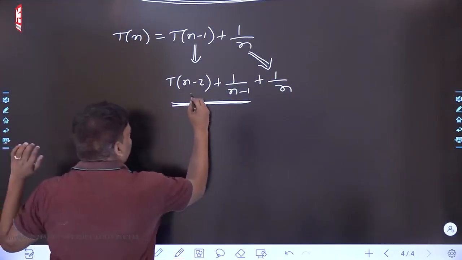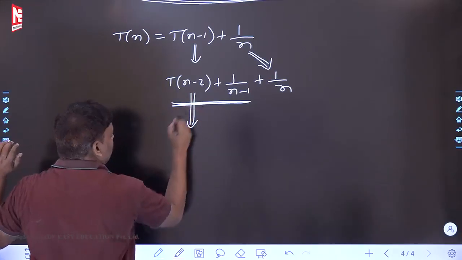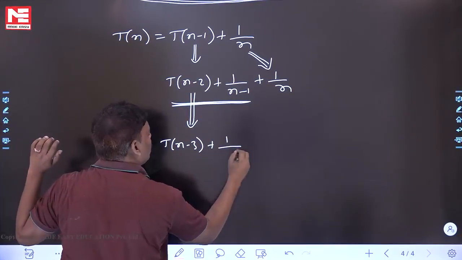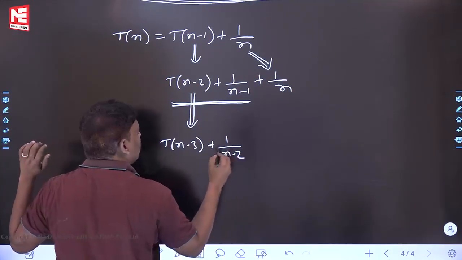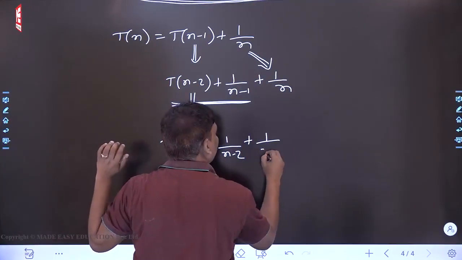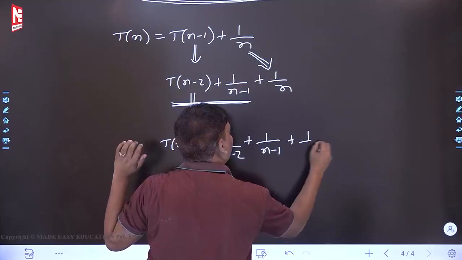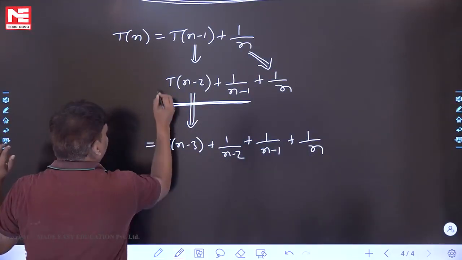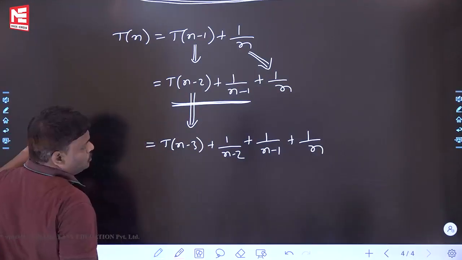Next one, let's go once again here. Tn minus 2. What is the answer? Tn minus 3 plus 1 by n minus 2. Right? Remaining things are as it is. 1 by n minus 1 plus 1 by n. Right? I think if I do 3 times, this is the story.